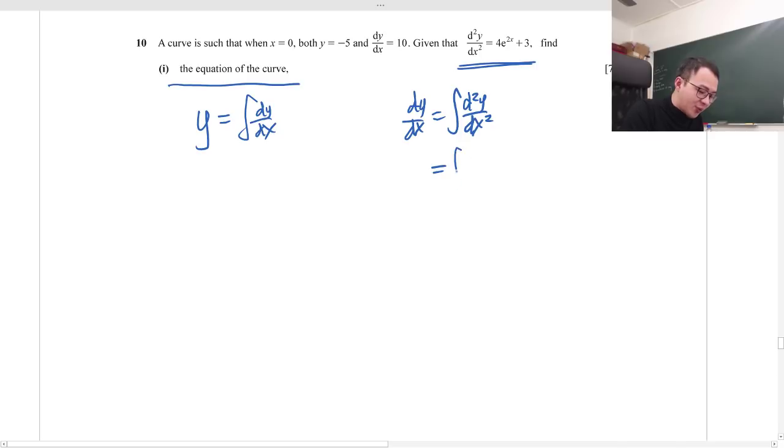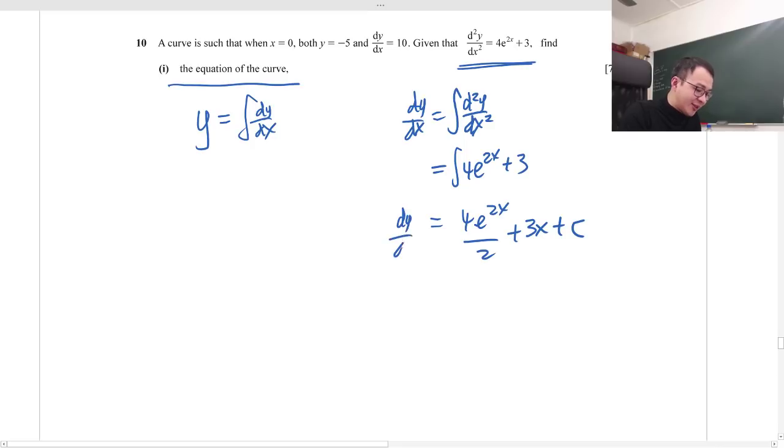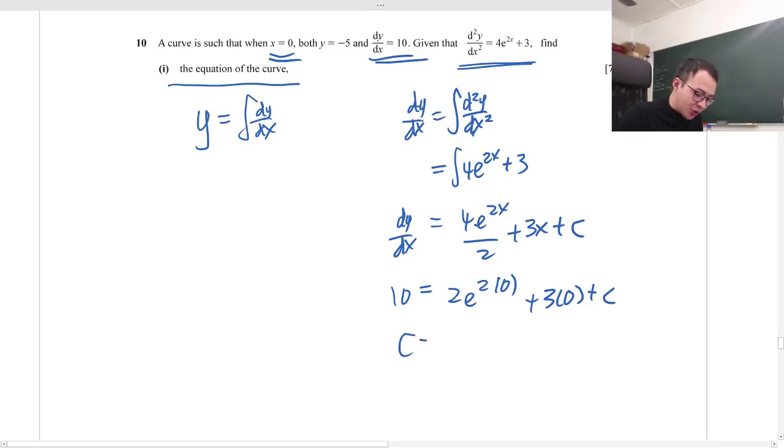So if I integrate this one, I will integrate 4e^2x plus 3. Integrating this one gives 4e^2x over 2 plus 3x plus c. So this is dy dx. This is the reason why they give you this value, to help you find your c value. This is 2e^2x, and x is 0. So I can sub in the 0 here, plus 3 times 0, plus c. So c should equal 8, because this one is 2, right? So c equals 8. Therefore, my dy dx equals 2e^2x plus 3x plus 8.